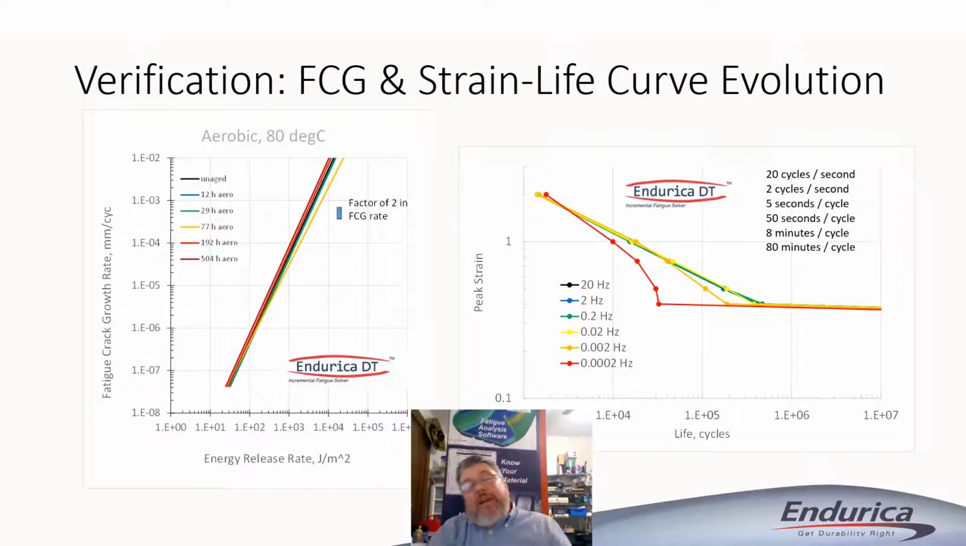As a first check, after entering these properties into the simulation, we can tell Endurica to output the fatigue crack growth rate curve as a function of time. And of course, both the bottom end and the top end of the curve are evolving in a time-dependent manner, and we see that in the crack growth rate curve, right? The crack growth rate curve in the unaged state is the black line that's sitting here in the middle, and then as time progresses, we go to the blue, and then the green, and then the yellow.